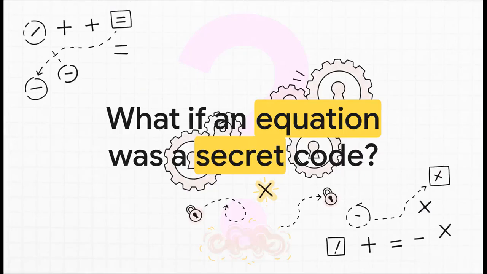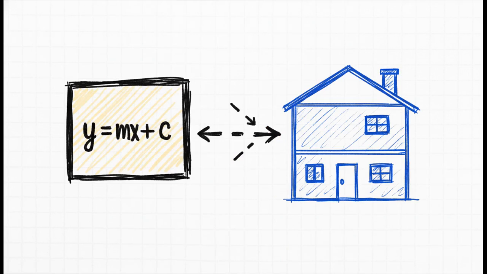So what if you looked at a math equation, something like y equals 2x minus 1, and instead of just seeing a problem you have to solve, what if you saw a secret code? Like a set of instructions for drawing a picture? I know, it might sound a little out there, but trust me, that's exactly what an equation is.